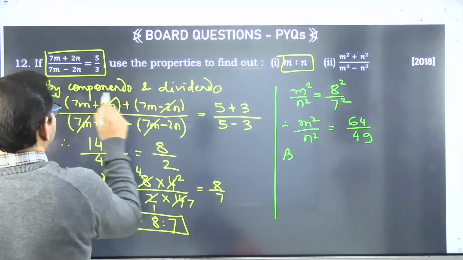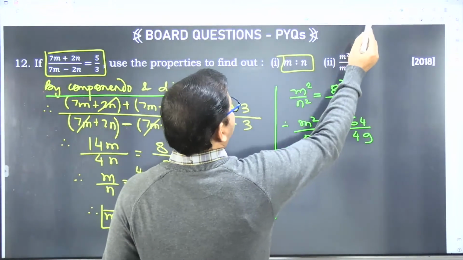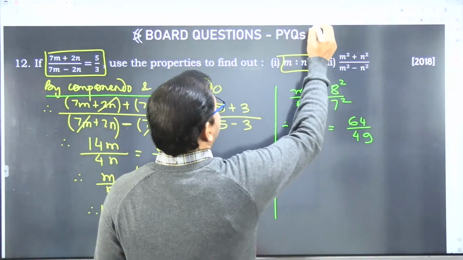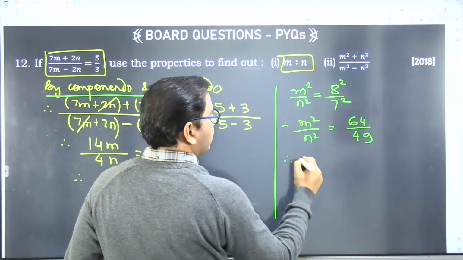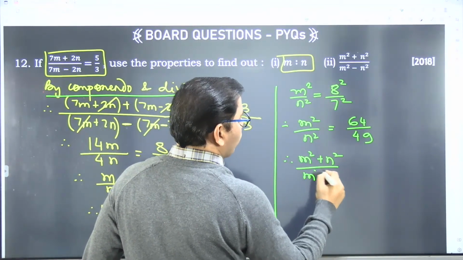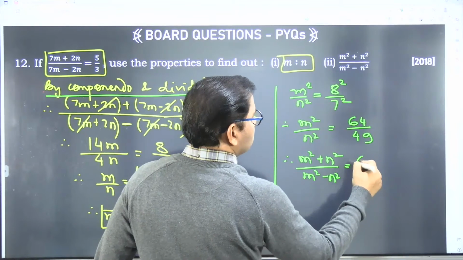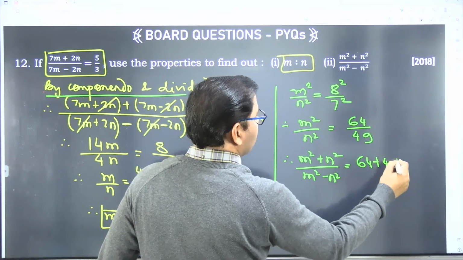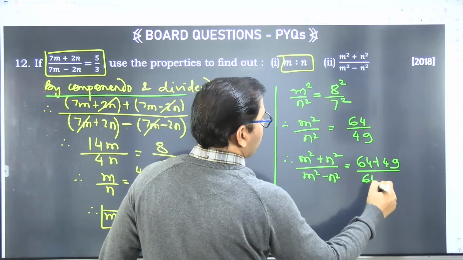I have already written componendo and dividendo, so there is no need to write it again and again. I wrote it once, that's more than enough. Then directly use this property. m square plus n square upon m square minus n square is what? 64 plus 49 upon 64 minus 49.